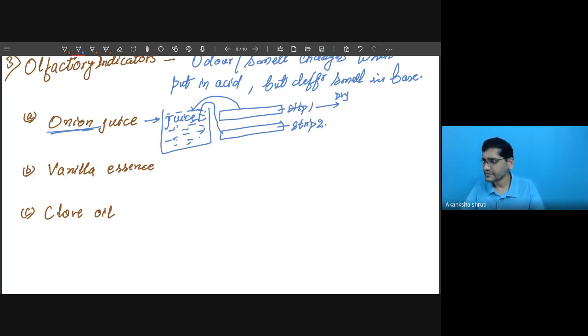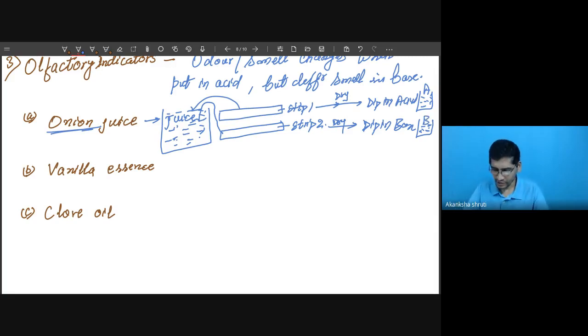After drying, there may be a slight color change, so don't worry about that. After drying, you have to dip one in acid and dry it, then dip the other in base. Means you will take two different strips. Now you will dip into these two, this one in A, this one in B.